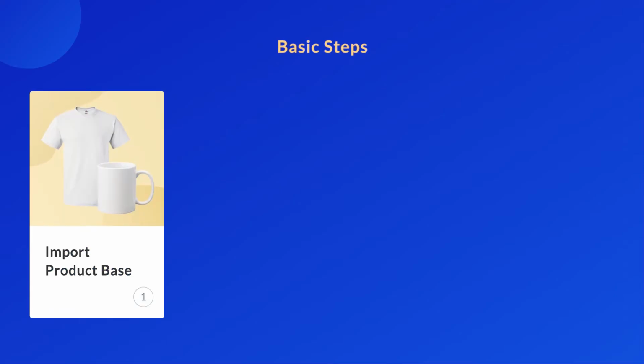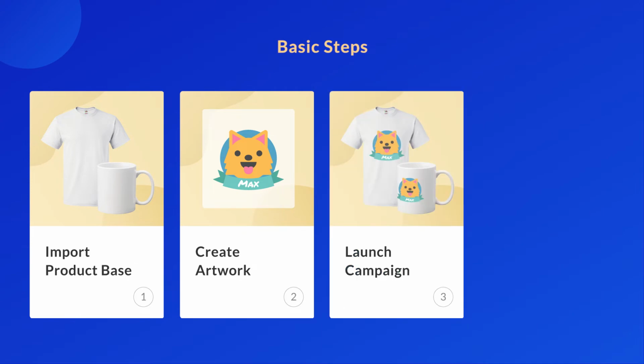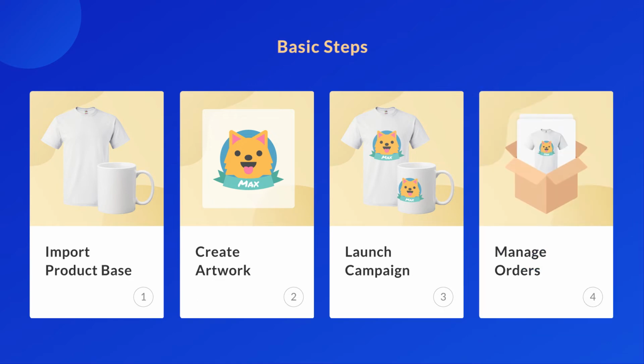Let's take a quick run through basic steps to use Teeinblue. First, import product base, which is a print-on-demand product. Second, create artwork, or a personalizable design. Third, launch campaign, which is a product base with an artwork, to Shopify. And last, manage orders, which contain order designs.